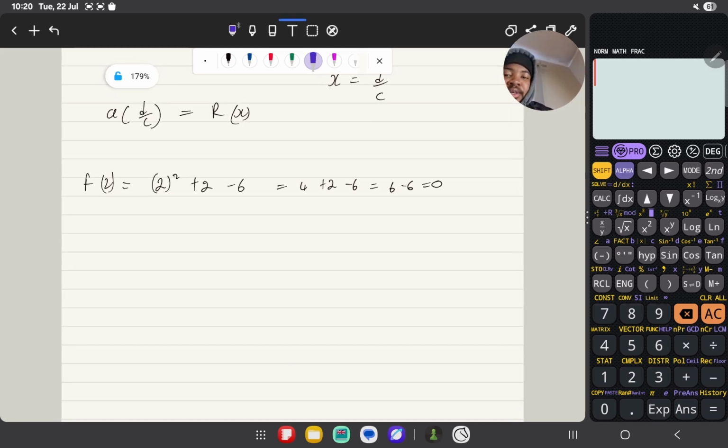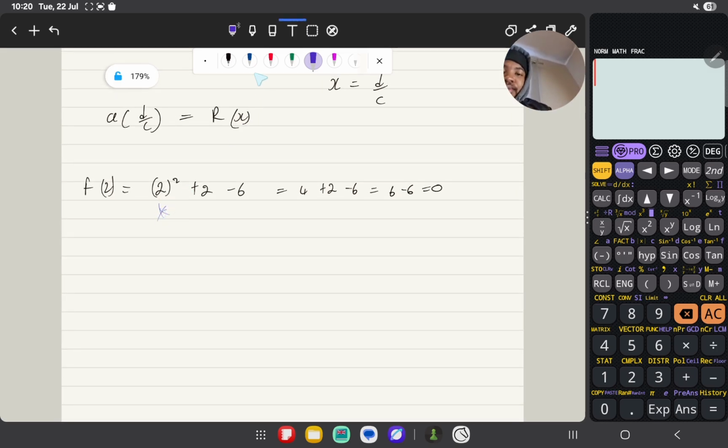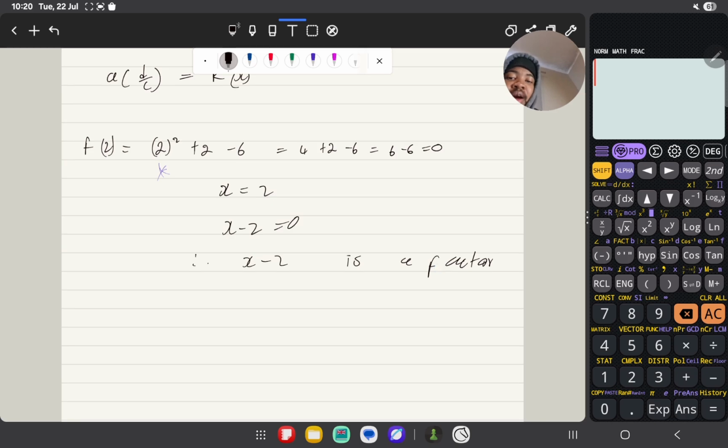So you find out that 2 gives us 0. So therefore you'll say, okay, x equals 2, x minus 2 equals 0, and therefore x minus 2 is a factor, right? After you've done that, you don't need to continue to do what we did, trying to find other values, because sometimes it could be exhausting. Sometimes you end up wasting time trying to find the next value.